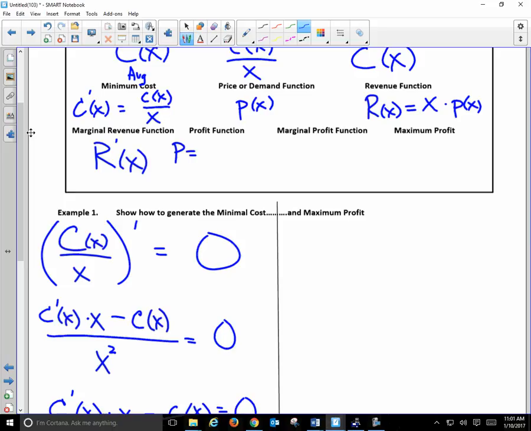Use revenue and cost. How do you figure out profit? Yeah, R minus C. You take your revenue and minus your cost, that's your profit. If you want to know the marginal profit function, then P prime is equal to R prime minus C prime.